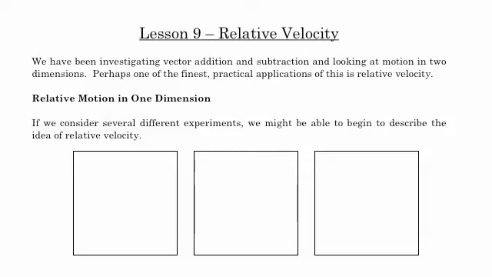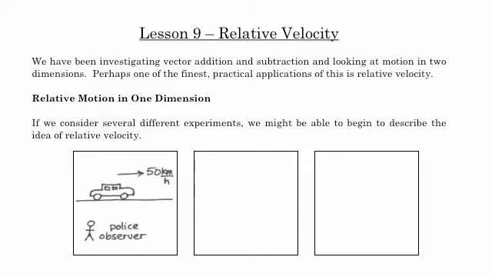And this is a really good application. So we're going to use vector addition and subtraction, and we're going to start in 1 dimension. We're going to look at relative velocity in 1 dimension and see how we add those vectors and go from there. So let's consider several different experiments, if you will.